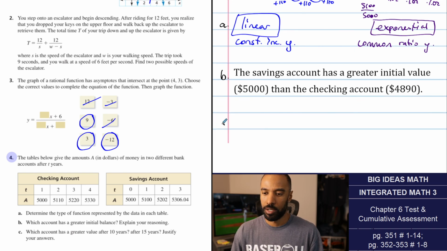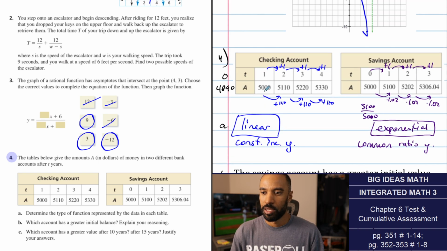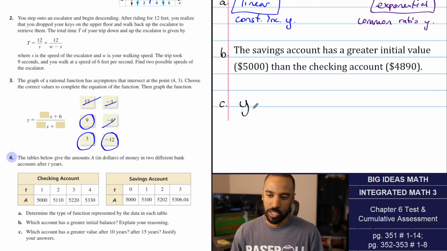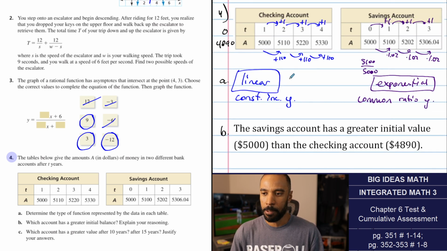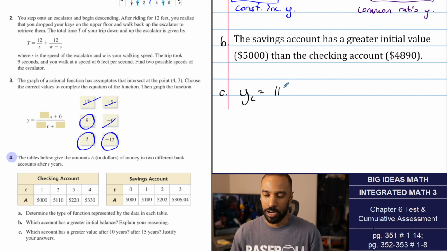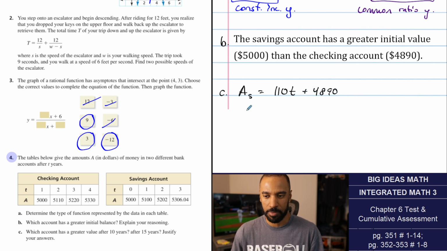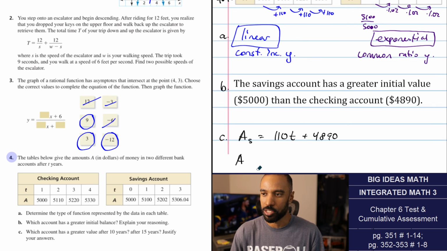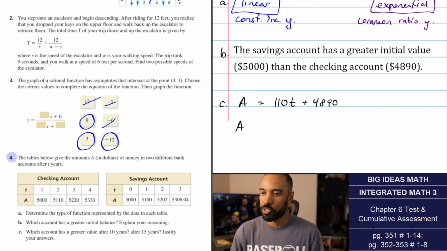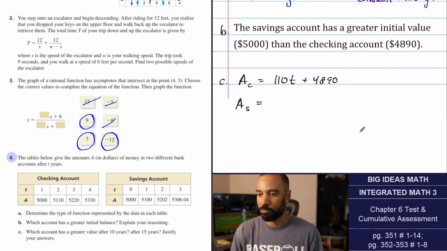So on the first one, the checking account, y sub checking, is going to be an increase of 110 every year. Oh, I'm sorry, they're using A, not Y. A sub checking is 110 per year times the number of years plus 4890. This is actually your y-intercept here. Keep that in mind. The other one is A sub S, it's an S for savings, with a y-intercept of 5,000.